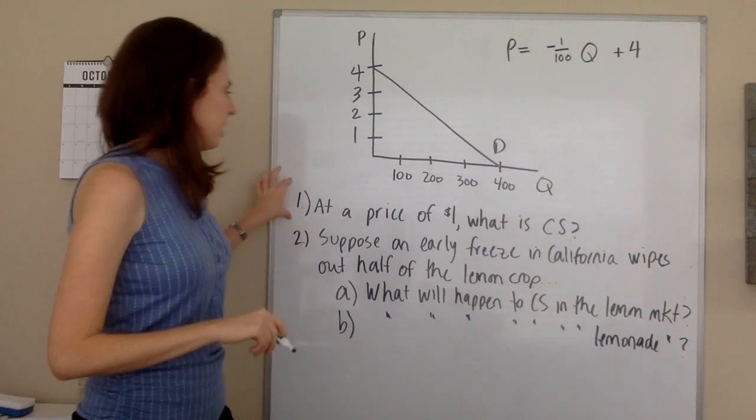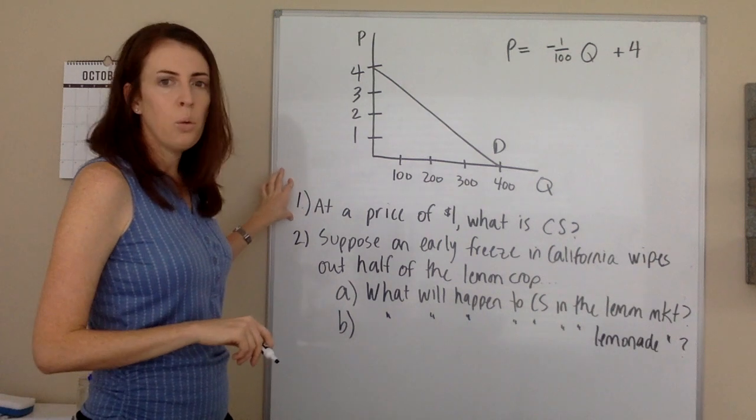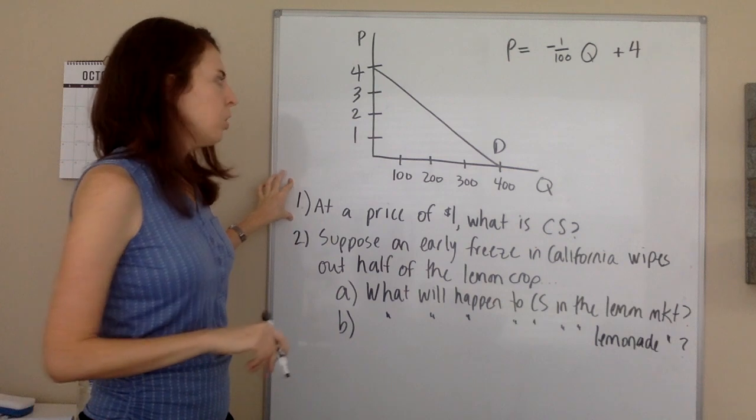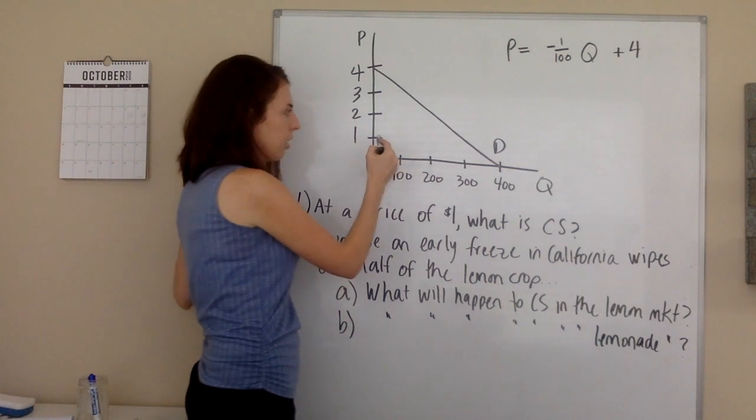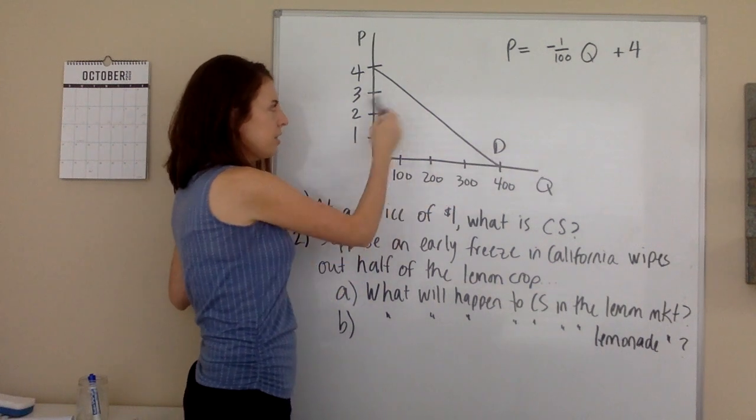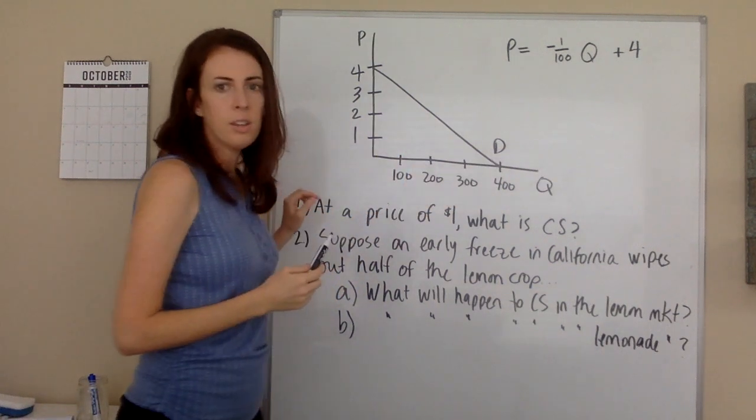Okay, the first question is, at a price of $1, what is the consumer surplus? As a hint, what you would do here is draw a line at 1, shade in the corresponding triangle, and then calculate the area of that triangle.